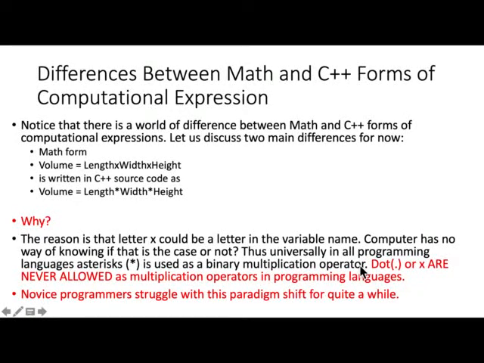So this is very important, so let me say this again. Computer has no way of knowing whether x is a variable name or not. Universally in every programming language, asterisk is used as a binary multiplication operator. Dot or x are never allowed as multiplication operators in programming languages. Unfortunately, novice programmers have struggled with this paradigm shift for quite a while.